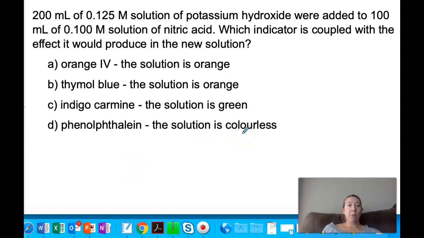Okay, here's another example. So 200 mils of 0.125 molar solution potassium hydroxide was added to 100 mils of 0.1 molar solution of nitric acid. Which indicator is coupled with the effect it would produce in the new solution? So this is going back to questions like we did, I want to say on like day 2 of this unit, where we looked at those weird titration calculations where they were really limiting and excess questions. So same deal as the last question, go ahead and pause this, and then once most of you are done, resume the video to see what you should have done.